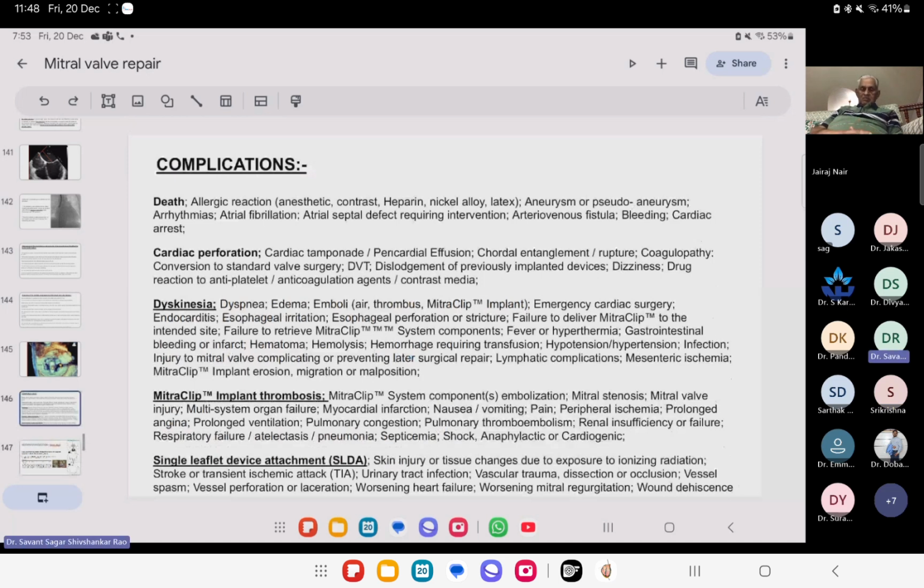Okay. Most of the time, because of the allergy to the mitral clip material, that is latex or nickel alloy, there might be an anaphylactic reaction. Cardiac perforation, if they are not guiding the catheter properly or the deployment of the device is not done properly. There may be an embolism of the mitral clip if they have not clipped the mitral leaflets adequately, so you might get a stroke or embolism phenomena, and thrombosis of implant, and there might be a single leaflet device attachment, which is also called SLDA.